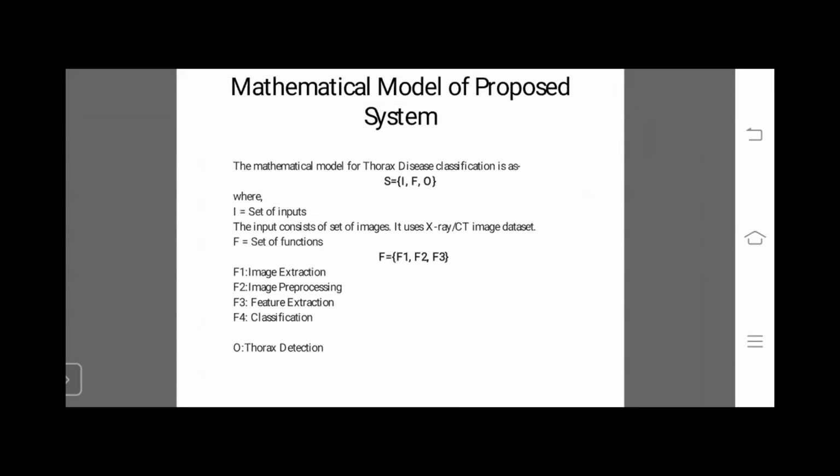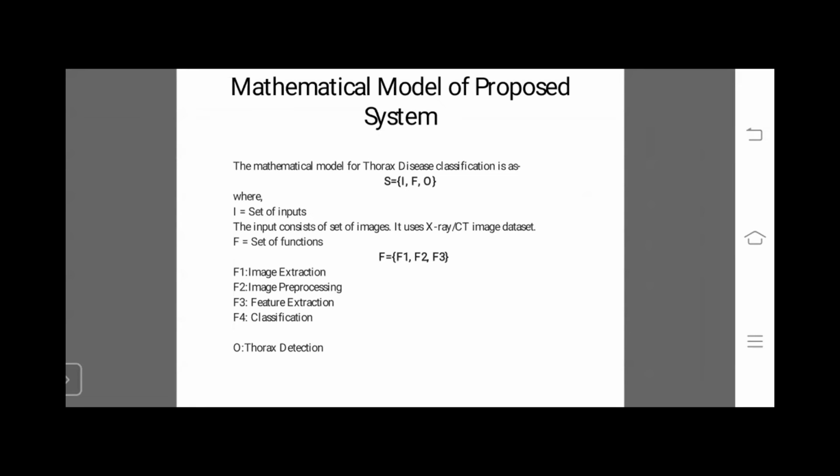So this is nothing but a mathematical model of our proposed system. In the mathematical model, the thorax disease classification is a set of I, F, O, where I is the set of inputs. The input consists of a set of images, which is nothing but X-ray images or CT scan images from our data set. And F is a set of functions, where F is equal to the set of F1, F2, F3, and F4, where F1 is image extraction, F2 is image pre-processing, F3 is feature extraction, and F4 is classification, and O is the thorax detection output.